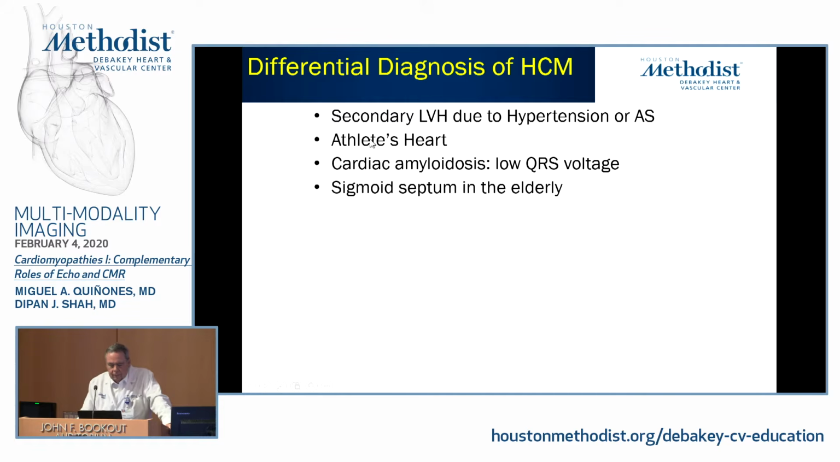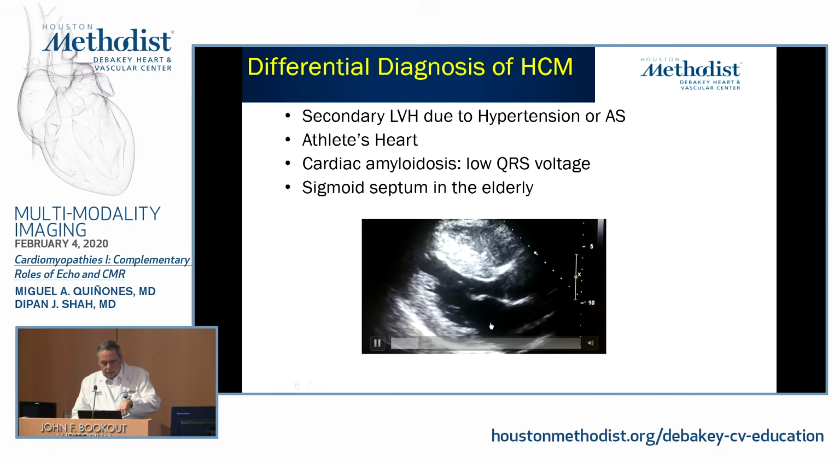But don't forget that, at least in the literature, the athlete's heart has always been put in as a possible differential because they can have a fair amount of what looks like hypertrophy. The key thing there is that, yes, they are thicker than normal, but they have absolutely normal diastolic function, normal relaxation, and nowadays normal strain. Amyloidosis at times can look like it, and a sigmoid septum of the elderly. Those are the common things.